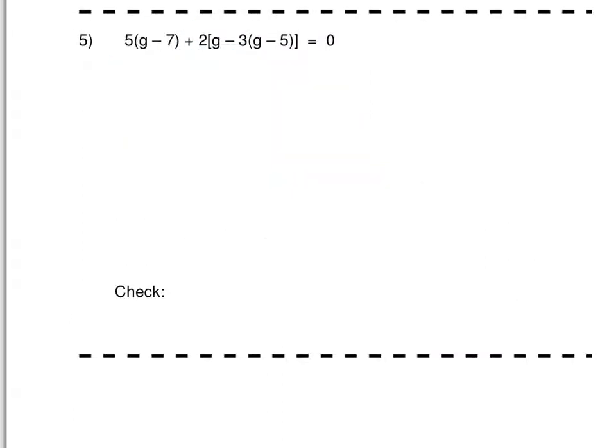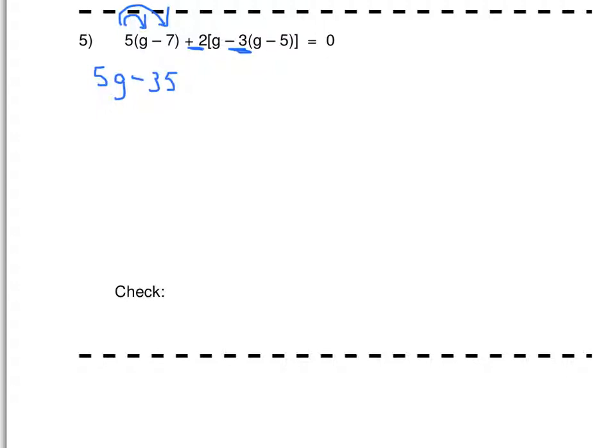All right, the last one for today. Let's write the problem down. It's kind of long, and let's see where it takes us. All right, the first thing you want to do is get rid of any parentheses so we distribute. So I multiply this 5 times g, 5g. 5 times negative 7, negative 35. Then I distribute this 2, but before that I have to distribute this negative 3.